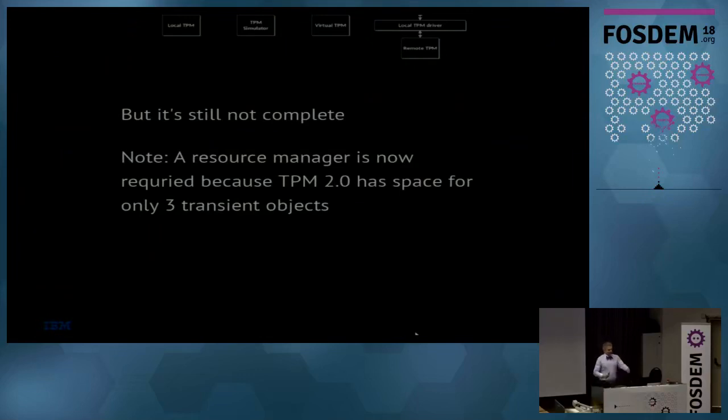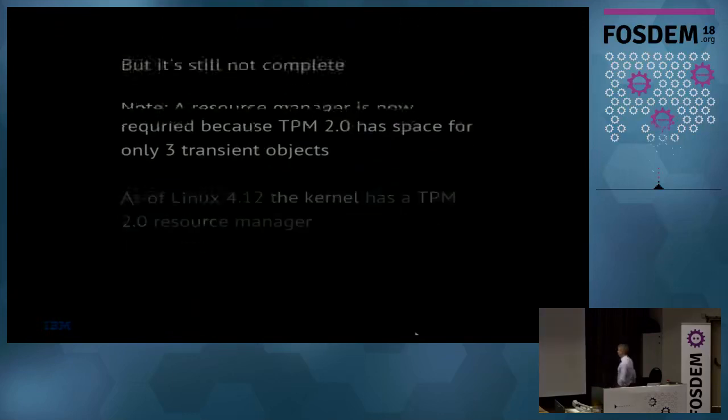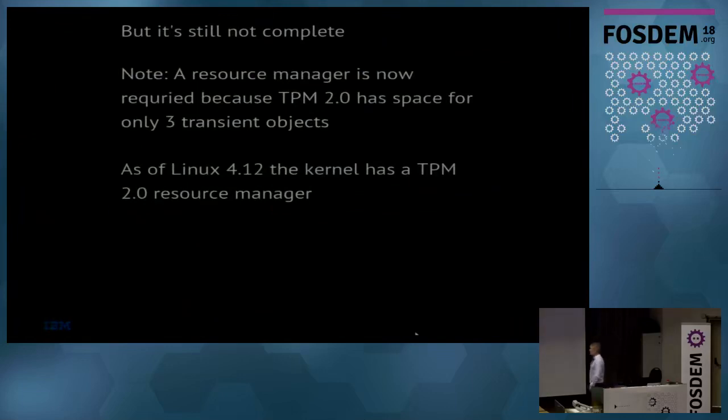So if on my laptop I'm running a VPN and I'm running my GPG and I'm running my SSH, if they all try and do a signature at once, the TPM is going to run out of space. So a resource manager actually ensures that the TPM doesn't run out of space because it manages the transient object layouts. And as of the Linux 4.12 kernel, the TPM 2.0 resource manager is actually present inside the kernel. So you can just rely on the kernel to do this. You don't need anything else, fortunately.